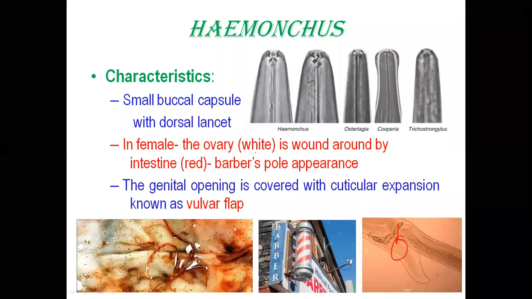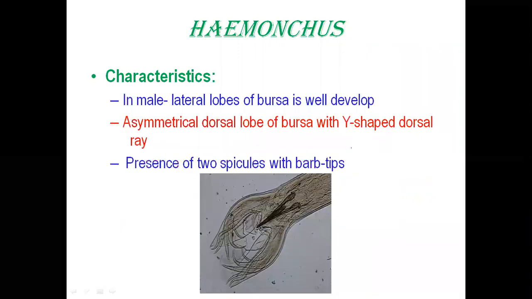And the genital opening of the female is covered with a cuticular expansion known as vulvar flap, which could be linguiform, tongue-like, or which could be a button form, just like your shirt button. In case of male, the bursa is well developed. I told you that the bursa is the expansion of the posterior extremities of the male, which embraces the female during copulation.